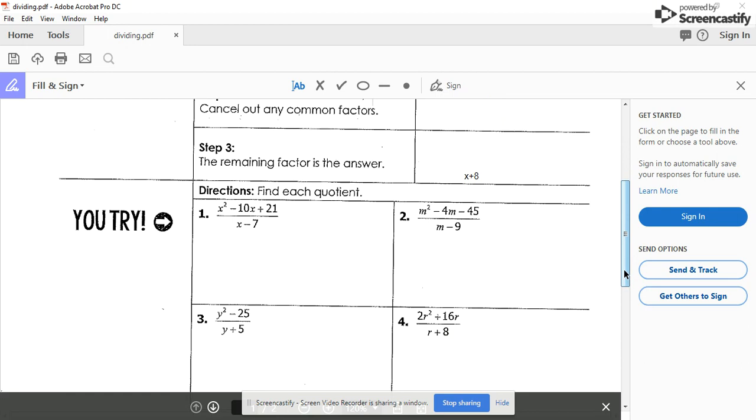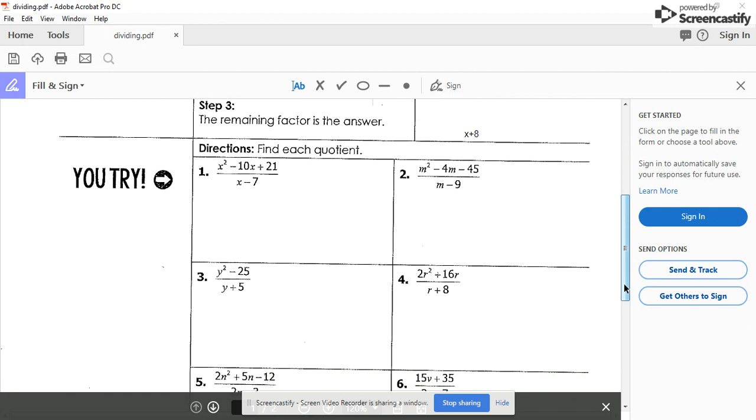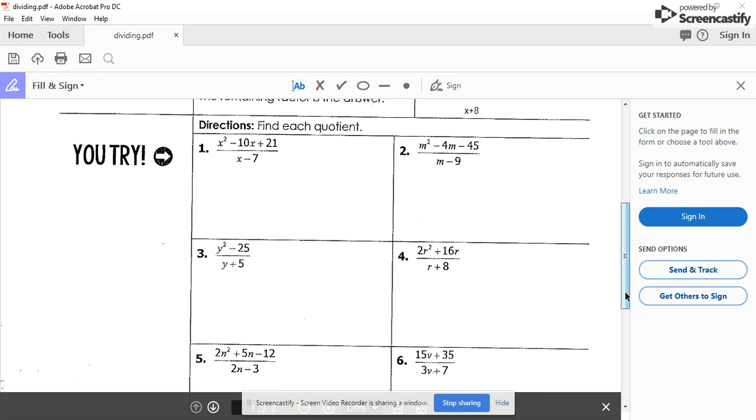So we're going to work through all of the odds together and see how they go. All right, here we go. Trinomial. Leading term is 1. Two things that multiply to become -21 and add to become -10. Think about it for a sec. X minus 7 and x minus 3. -7 times -3 is 21. -7 and -3 make -10.